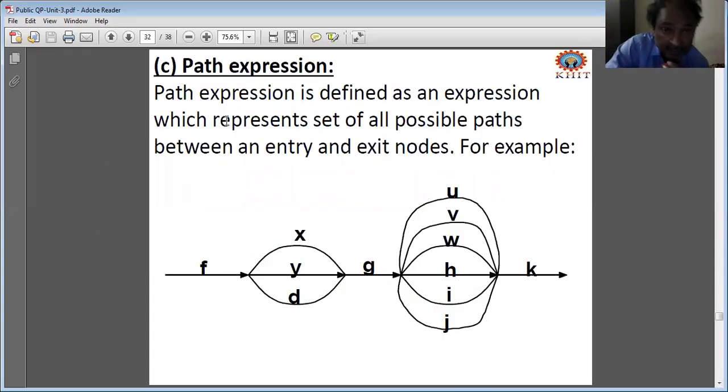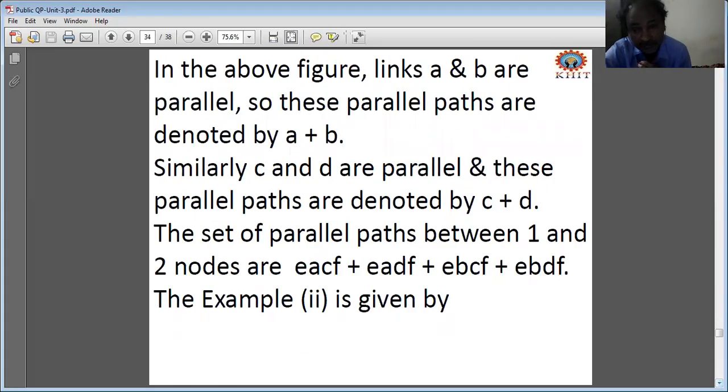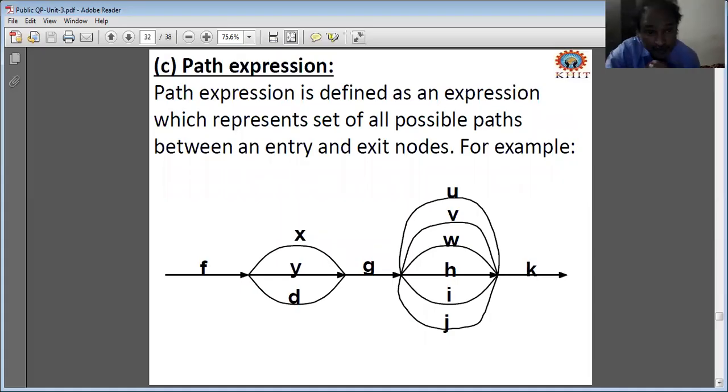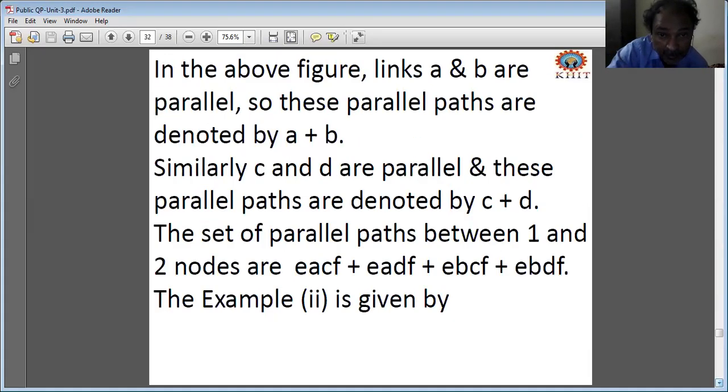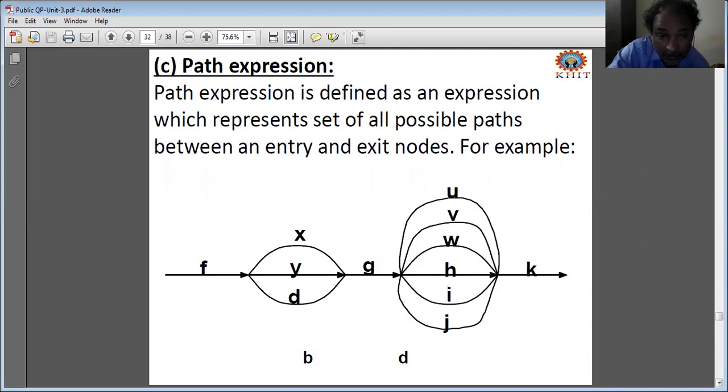Path expression. A path expression is defined as an expression which represents the set of all possible paths between an entry and exit node. Here is how we can write the path expression: F into (x plus y plus d), (x plus y plus d) into g into (u plus v plus w plus h plus i plus j) into k. That is nothing but the path expression.